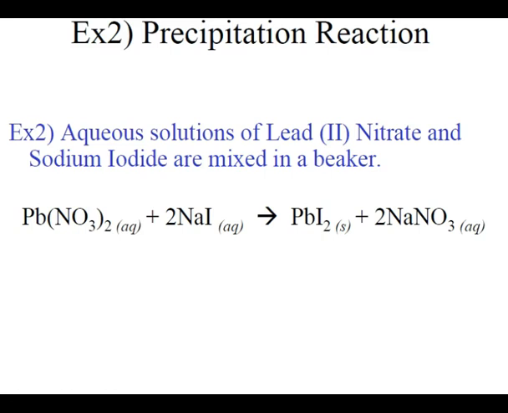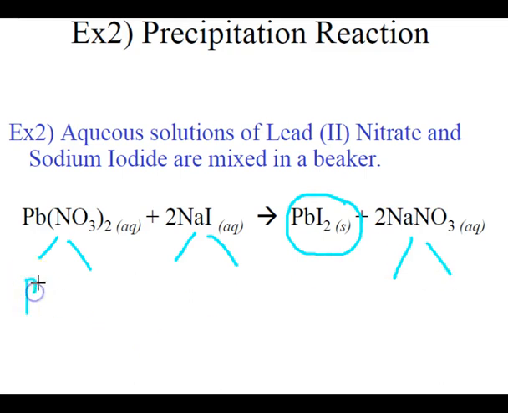So lead nitrate is soluble, so that'll break down into its ions, lead +2 and nitrate -1. So this is going to break into 2 ions. This sodium iodide is soluble, so it'll break into its ions, sodium +1 and iodide -1. This is staying together because it's a solid. And this sodium nitrate would break apart into its ions.